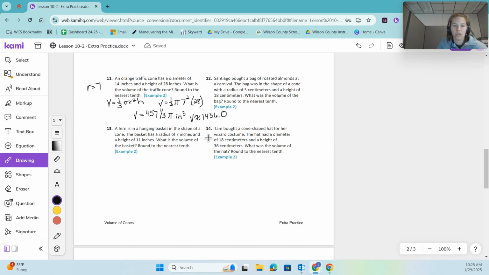Okay, so there are 3 more word problems just like that where they give you some dimensions that you can try on your own. They do say round to the nearest tenth, so make sure that you do that properly.